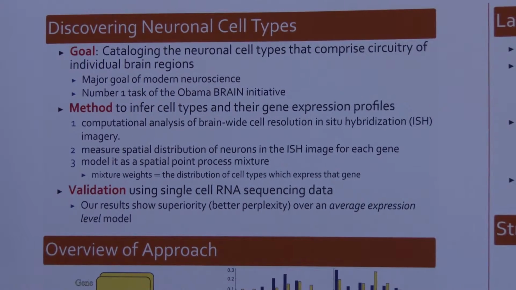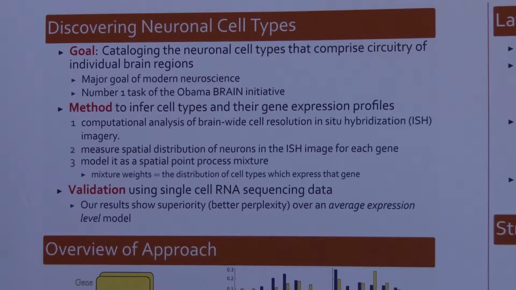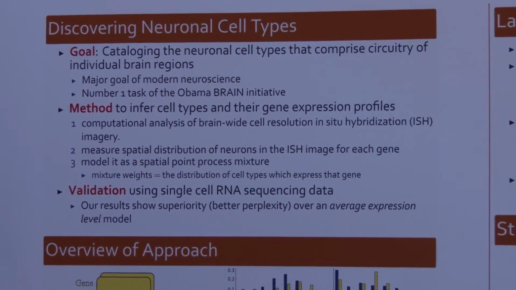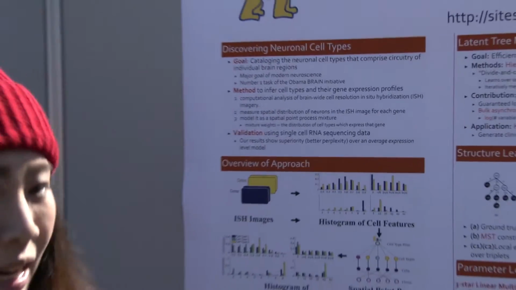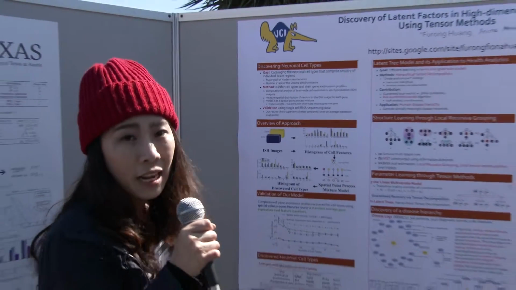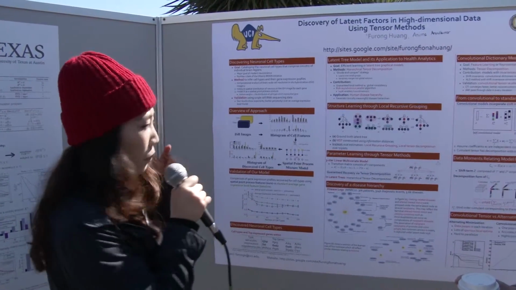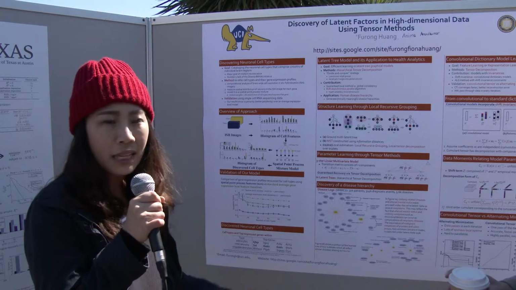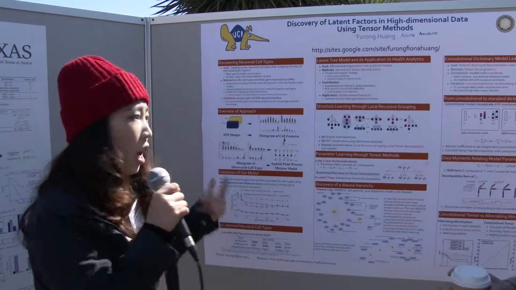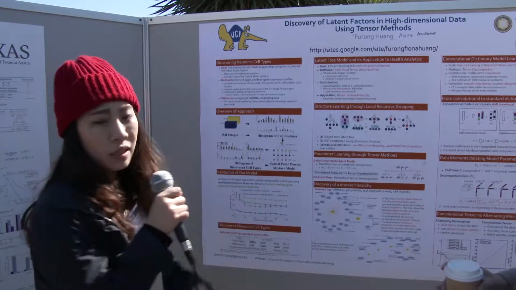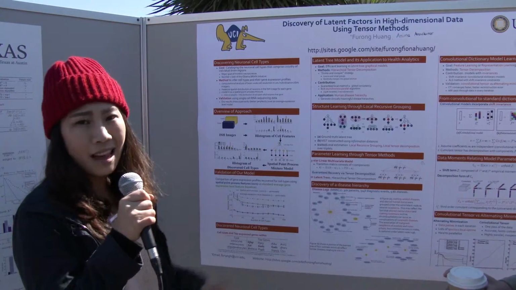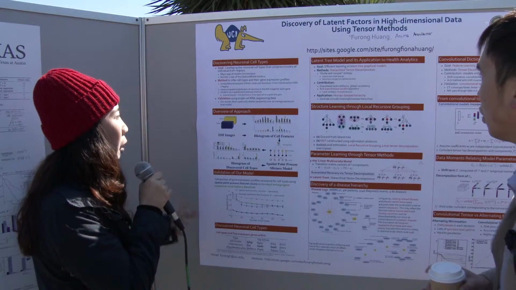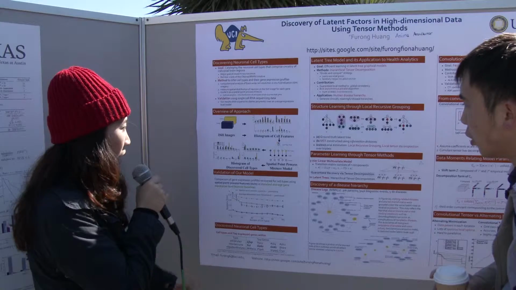The data that we're using is the Allen Brain Atlas, which is in situ hybridization imaging. It is a huge data set with 100 terabytes of data. It essentially comprises 20,000 genes. Each gene has 50 slices, and each slice is a high cell-resolution image, which can be 8,000 by 9,000. The model we're using is the point process mixture model.